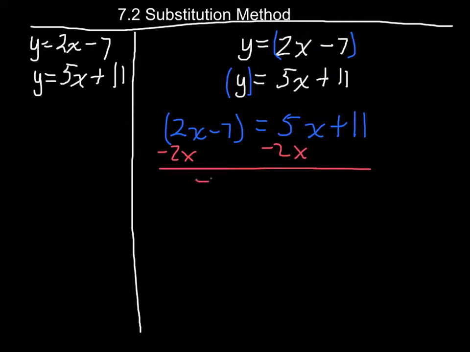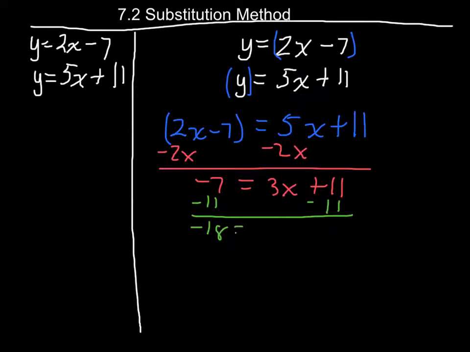On the left-hand side, I have -7, which is equal to 3x plus 11. And then my next step is to subtract 11 from both sides. And I get -18 is equal to 3x. And then lastly, divide by 3. So x is equal to -6.